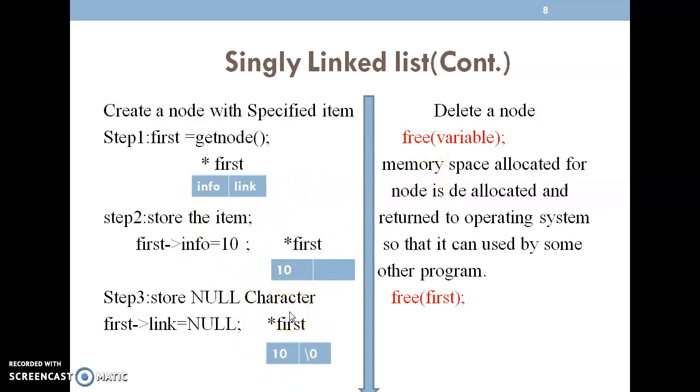Which variable is holding this node? The first variable. So free of first will deallocate the memory allocated for the node, and that deallocated memory can be used for some other program. This is how delete works: you just make use of free of the variable which is holding the node. In this program, the node is held by the first variable, so I'm writing free of first.